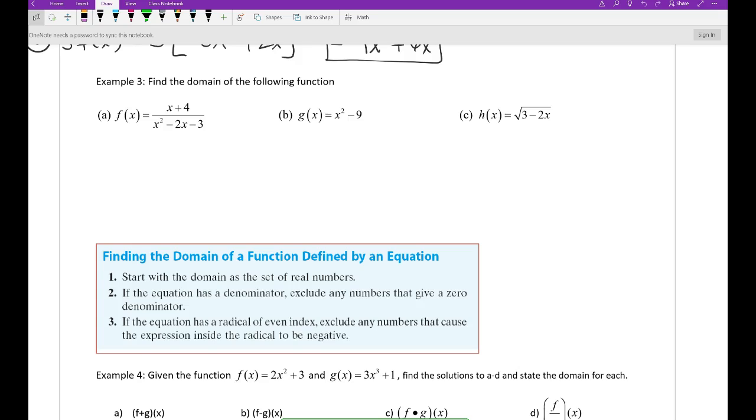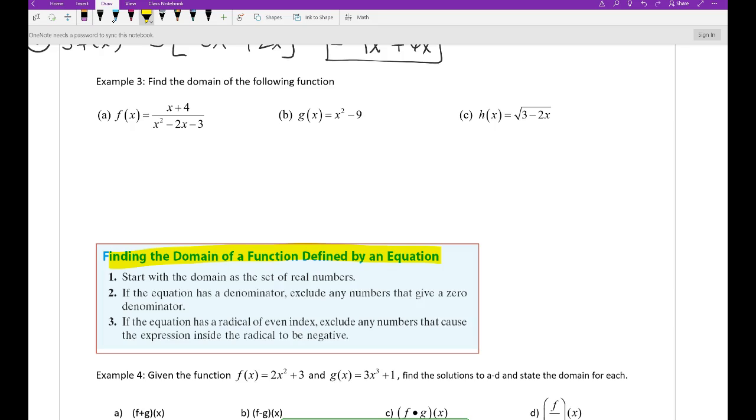Perfect. Okay. Down the bottom, I know I should put that at the top, but down the bottom, there's this box. It says finding the domain of a function defined by an equation. Step 1. Kyle N, can you help me read step 1, please? Start with the domain as a set of real numbers. Good. So it says, whatever equation I give you, just write all reals. Okay? And then it goes on from here.